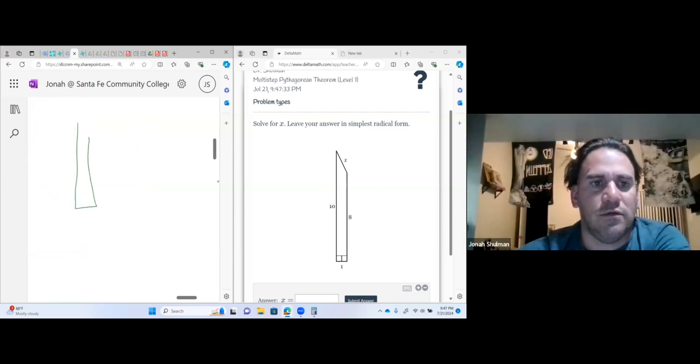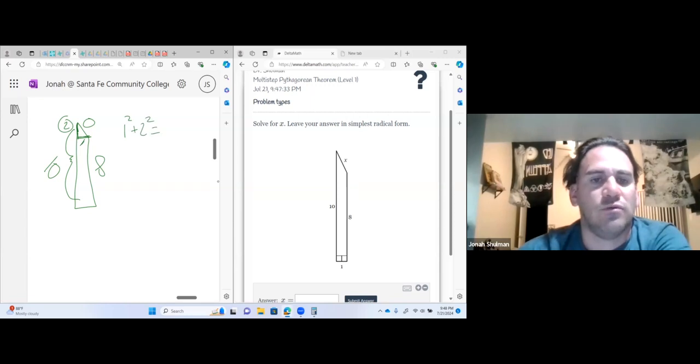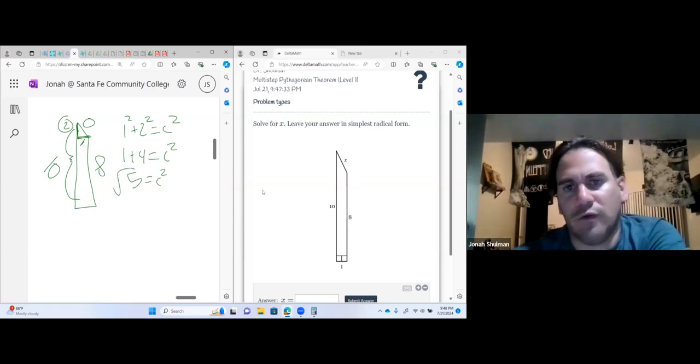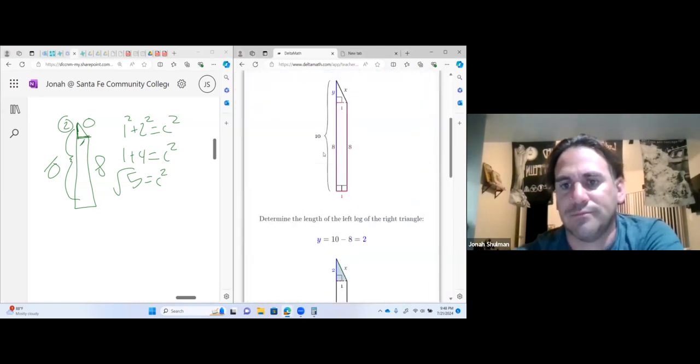Looks like a spike. If I know this whole thing is 10, no, that's 8. So this little piece right here is 2, and this is 1. So we just need the hypotenuse. So it's 1 squared plus 2 squared equals c squared. 1 plus 4 equals c squared. 5 equals c squared. We just take the square root of 5. What a nice tough one with the composite shape. Nice.